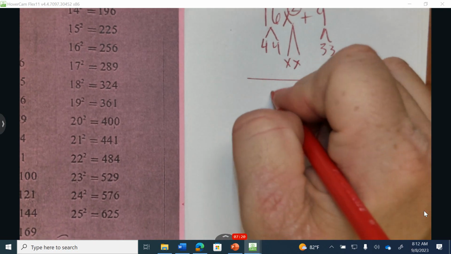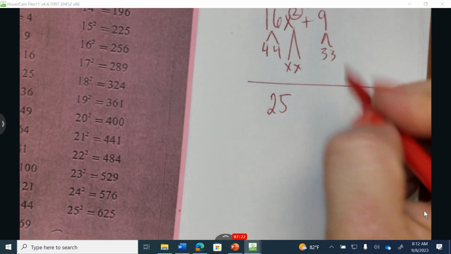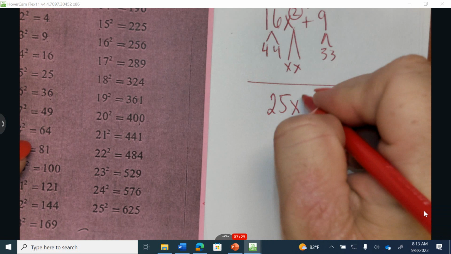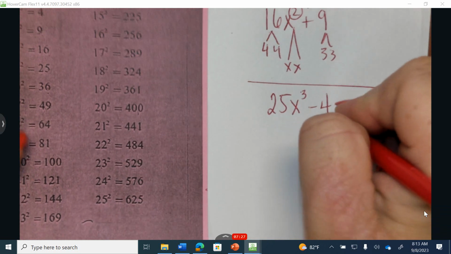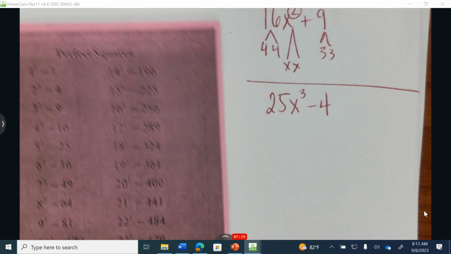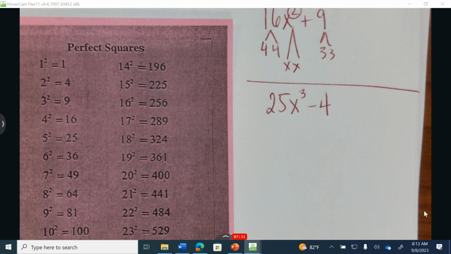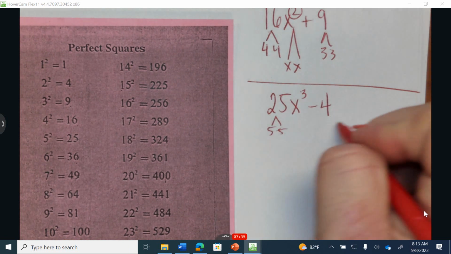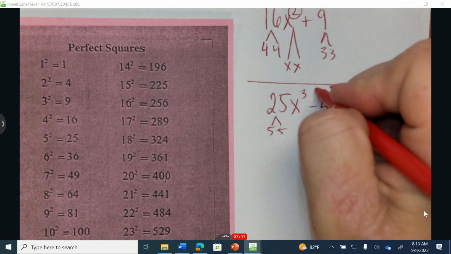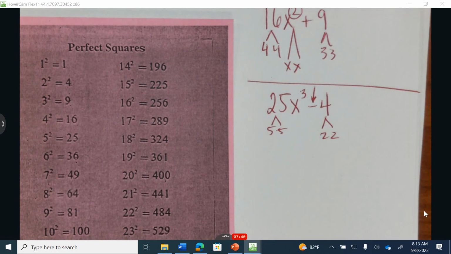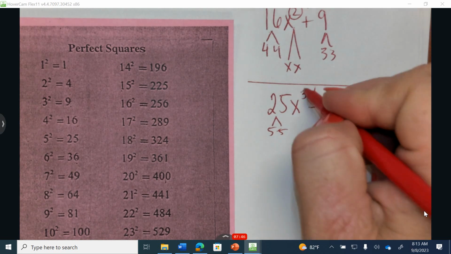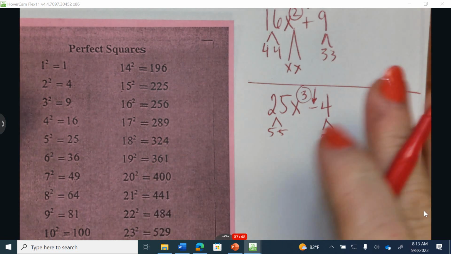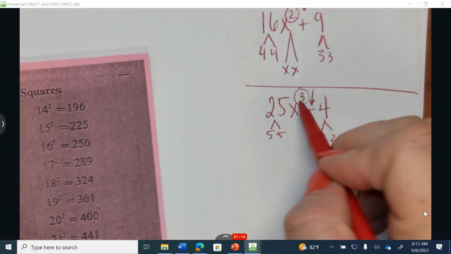Let's try one last piece. Ready? 25x to the third minus 4. Look at your list. Are 25 and 4 on the list? Yes, so this breaks into 5 and 5 and 2 and 2. I have subtraction. Everything's looking good, but why can I not move any further? Anybody, why can't I move any further? Is this divisible by 2? Okay, so when we're working with squares, this has to be divisible by 2.